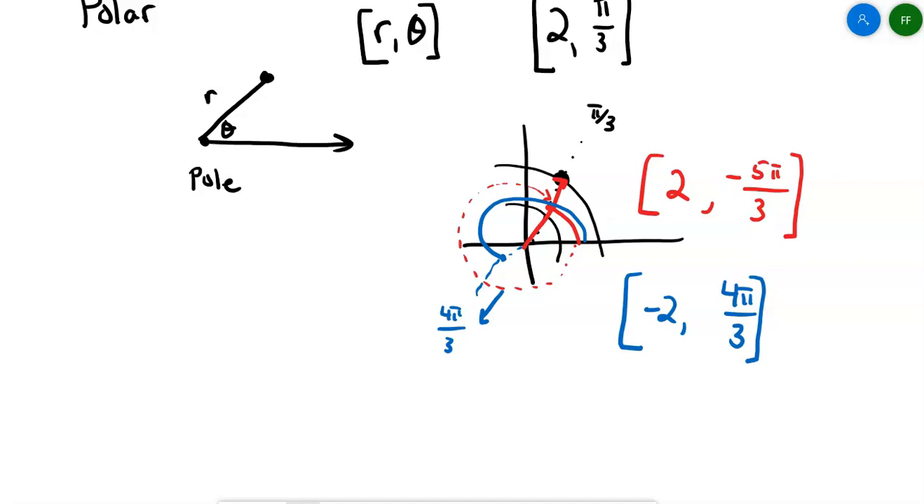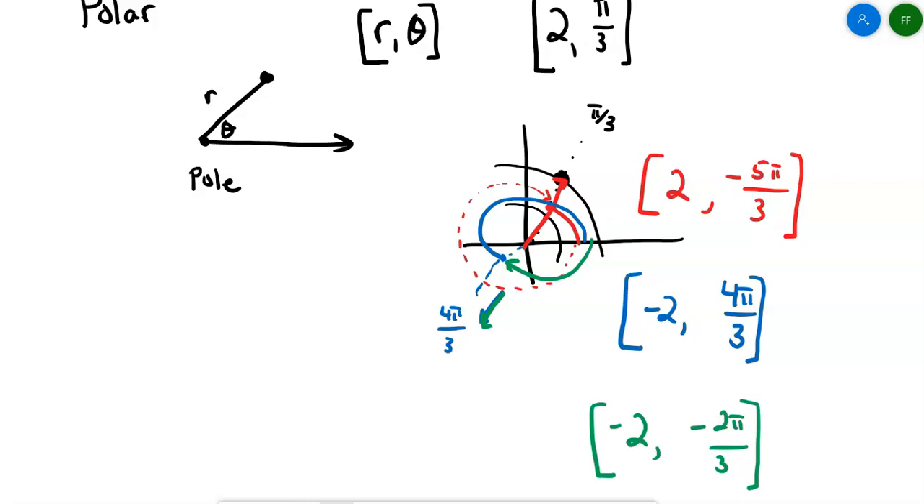All right, what's another option? Another option is that I could start here and I could walk backwards 2 pi over 3. All right, so I could walk backwards 2 pi over 3, and then I could walk in the direction backwards for 2 units. So instead of going in this direction, 2 pi over 3 negative would be the same thing as 4 pi over 3 positive. I can go backwards 2 units and still end up at that same point.